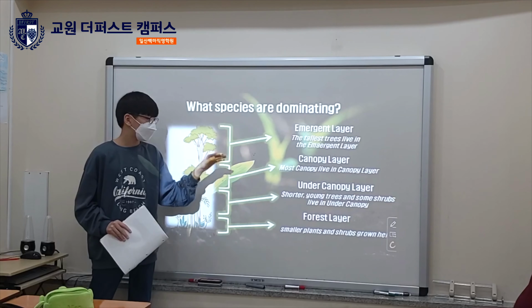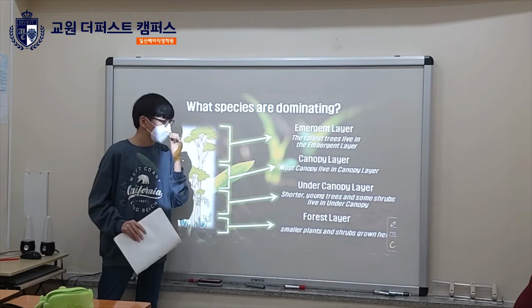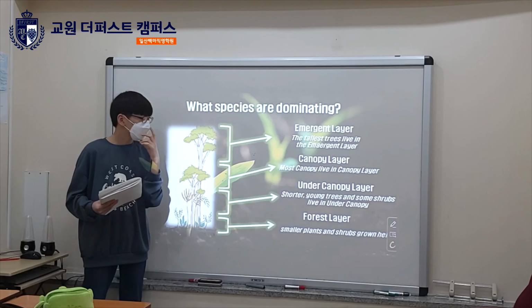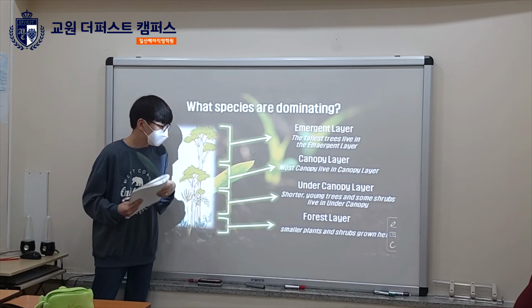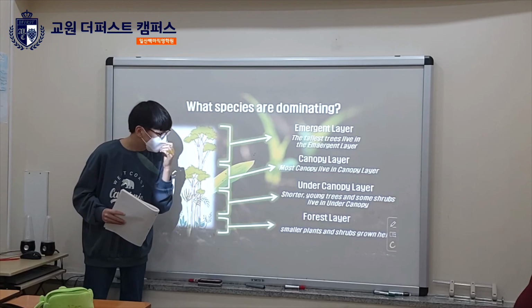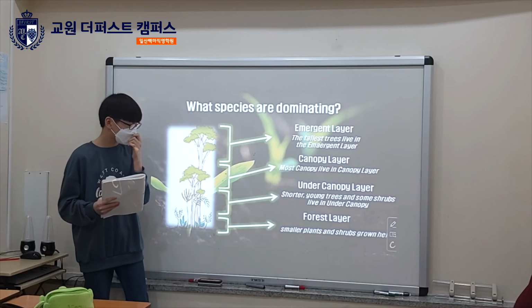And canopy layer is second layer. Most canopy live in the canopy layer. Third, under canopy layer. Shelter and younger trees and some shrubs live in under canopy.